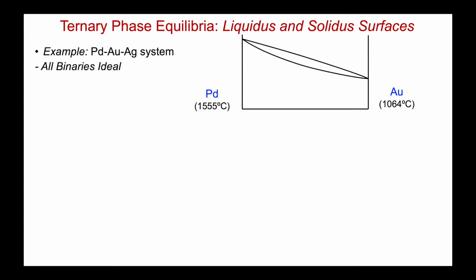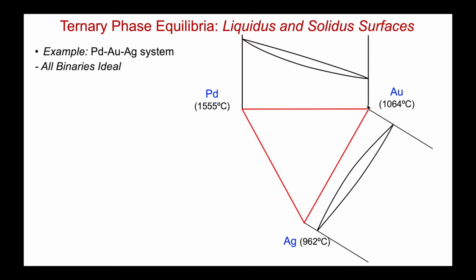There are several real phase diagrams that look like this. An example is the palladium gold silver system, where all of the binaries are ideal. Here's the palladium silver one. Palladium melting at the higher temperature. Here's my liquidus solidus ideal solution loop. Now we'll make it a ternary system, so I'm going to fill in the basal triangle by adding silver at the bottom. The gold silver binary, it's also ideal, and the silver palladium binary, also ideal.